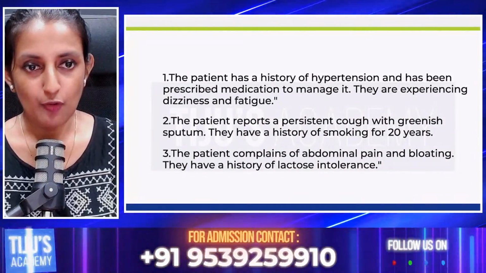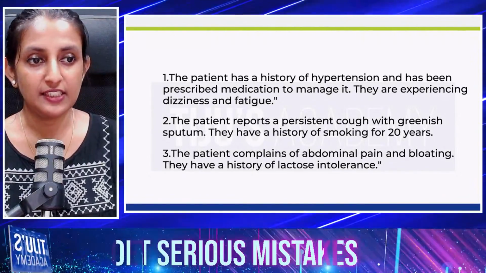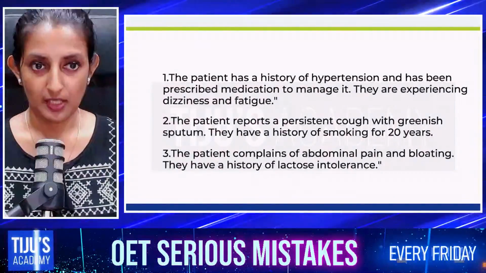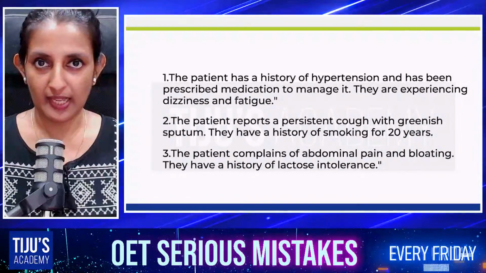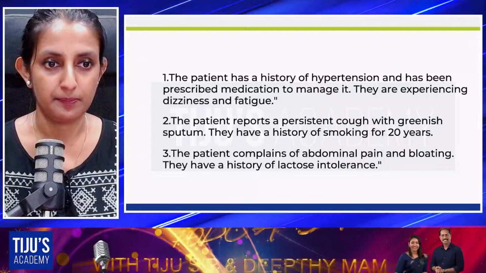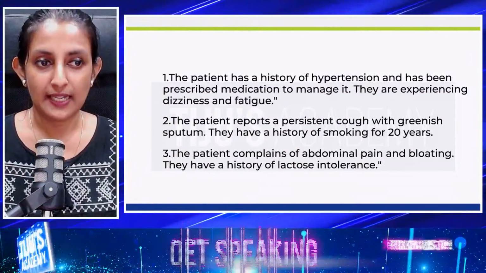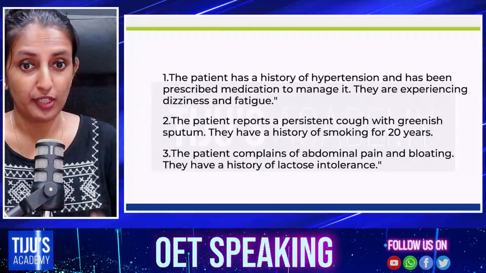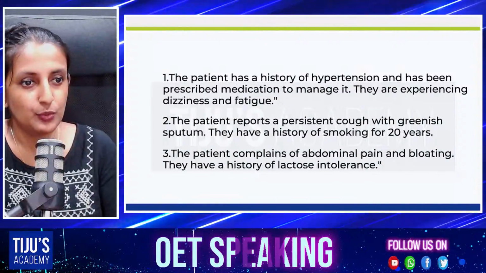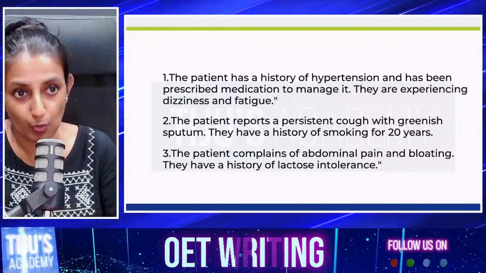Alright. Now we'll move on to the second point. The second point is the patient reports a persistent cough with a greenish sputum. So in the case note, it is mentioned that the patient is having persistent cough with greenish sputum, and they have a history of smoking for 20 years. So greenish sputum is there, persistent cough is there, and the patient is having smoking as well.